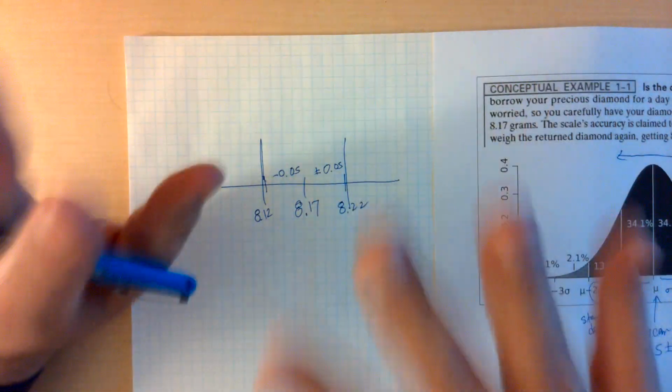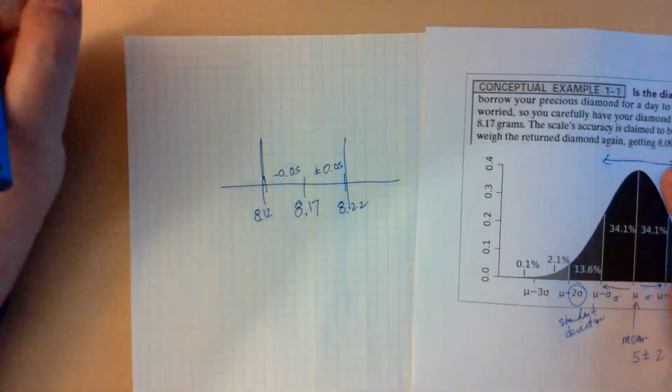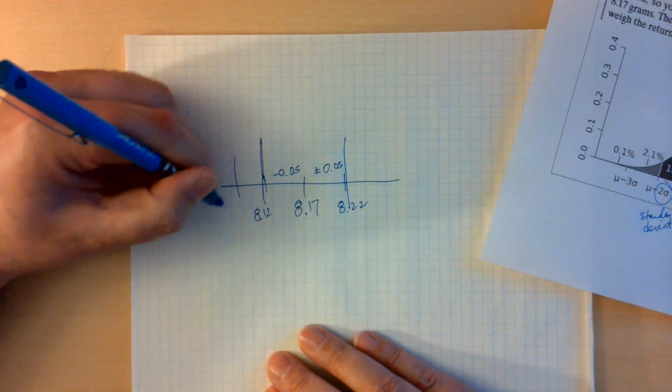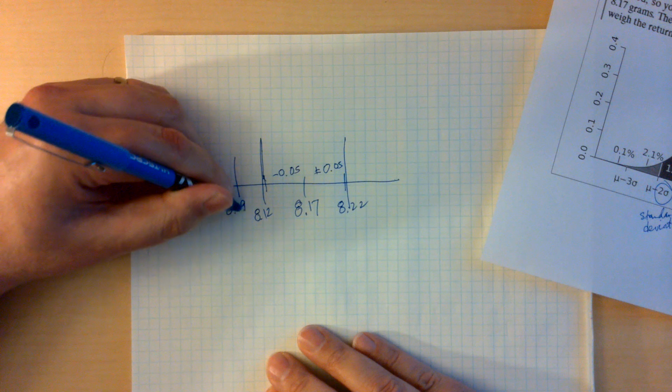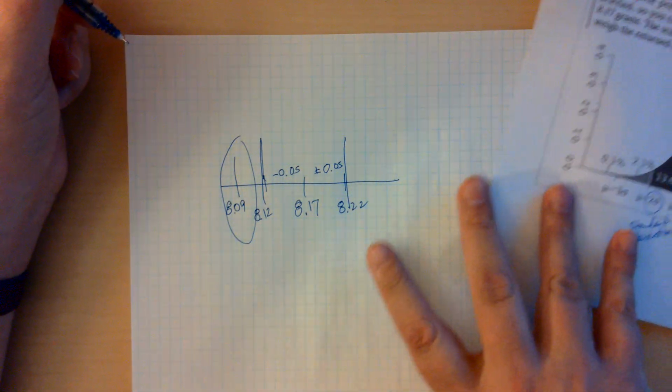Now, this is not a stats course. This is the level I need you to go to. Then they return the diamond to you, and it weighs 8.09 grams. Well, 8.09 is down here. There's only 1/3 of a chance that the diamond is the same.